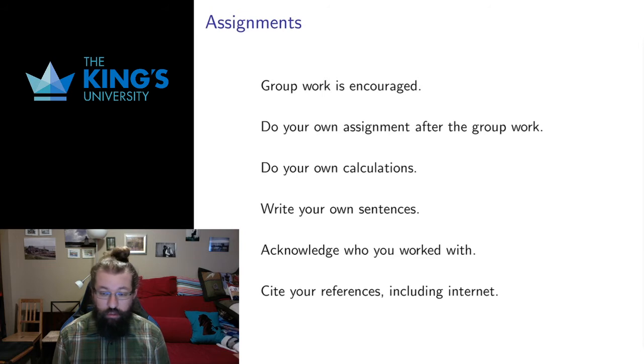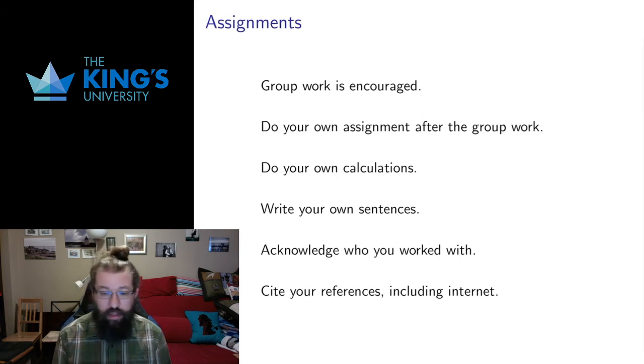Mathematical assignments in university involve writing. And you need to write your own sentences. So if your sentences look word for word like someone else's sentences, then something has gone very wrong. You should be writing your own sentences from your own mind that tells the reader, the marker, me, the grader, what your calculations mean. So if I receive assignments that have word for word the same sentences in them, I'm going to send them back and say this is unacceptable, and if it's a repeated thing, it's going to be an academic offense. Write your own sentences.